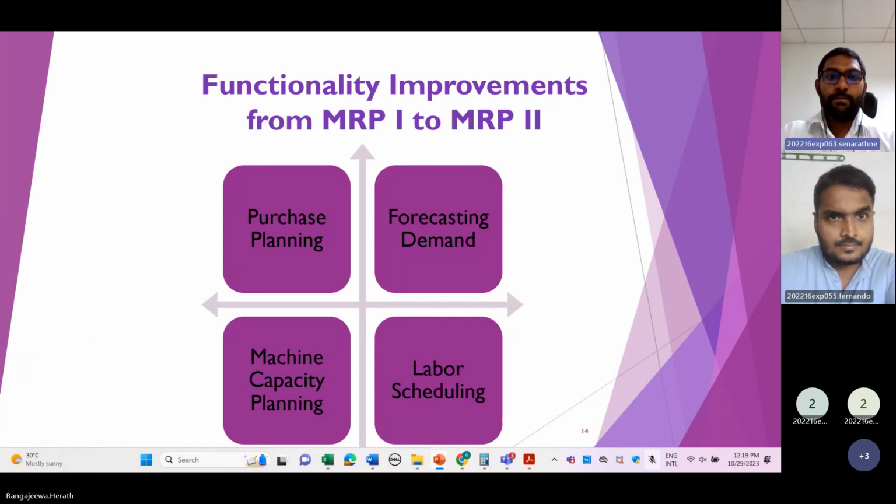These are the functionality improvements from MRP1 to MRP2. While moving from material requirement planning to manufacturing resource planning, it has added 4 more functions, which are purchase planning, demand forecasting, machine capacity planning, and labor scheduling. So these are the additional functionalities. Next slide.